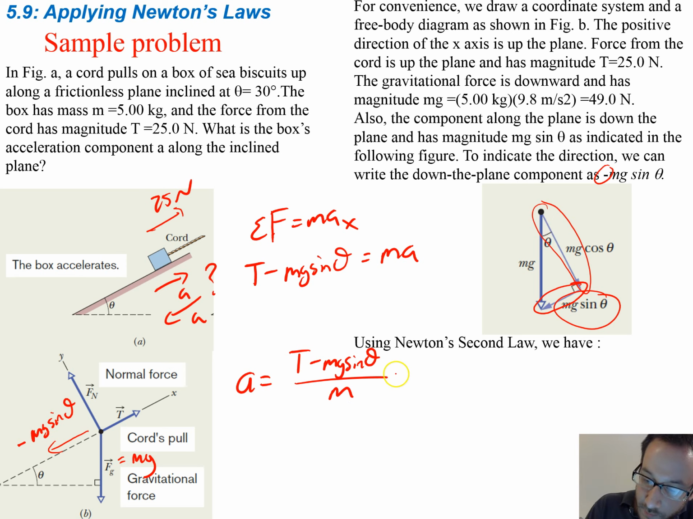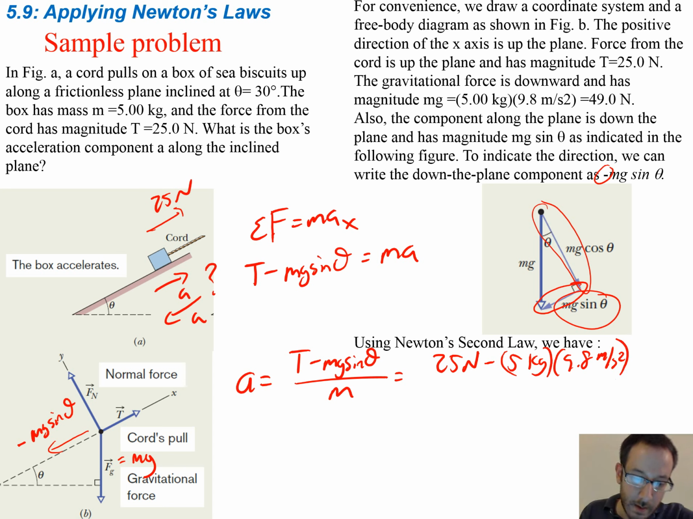All right, now plugging everything in, we have 25 newtons minus 5 kilograms times g, which is 9.8 meters a second squared. Remember, g is 9.8 meters a second squared. It's not negative 9.8. So anytime we have just the constant g, it's just 9.8. Don't put an extra negative sign in there.